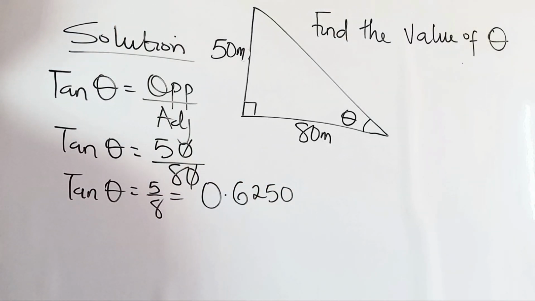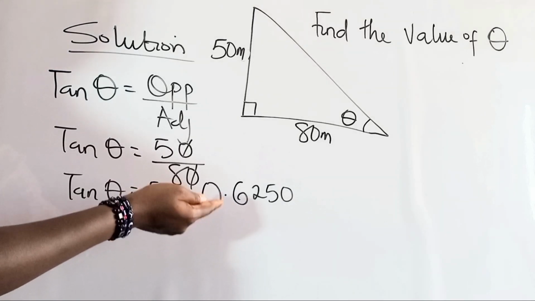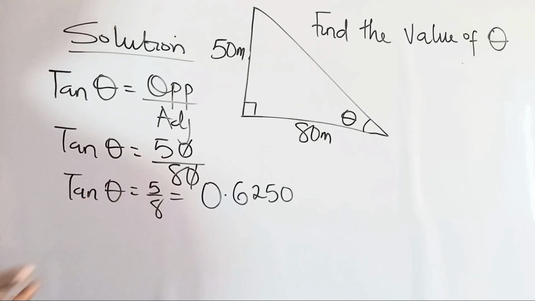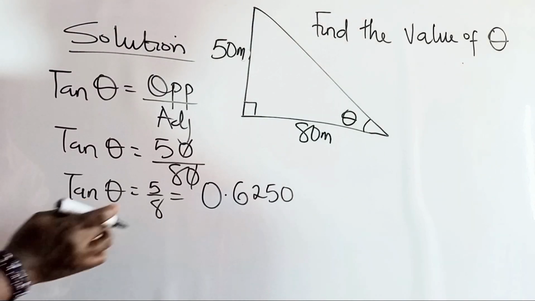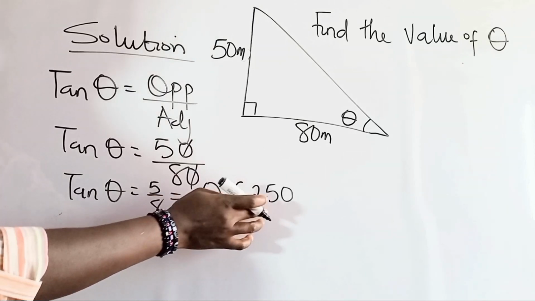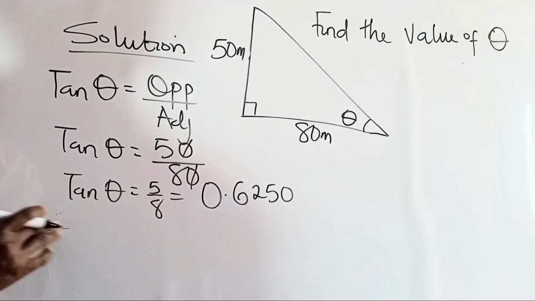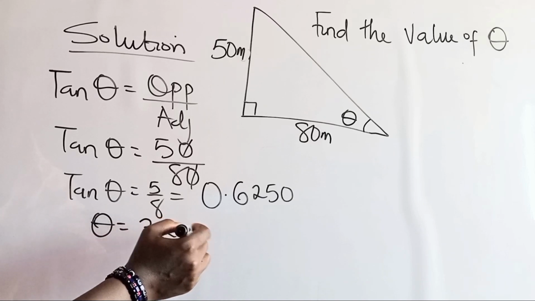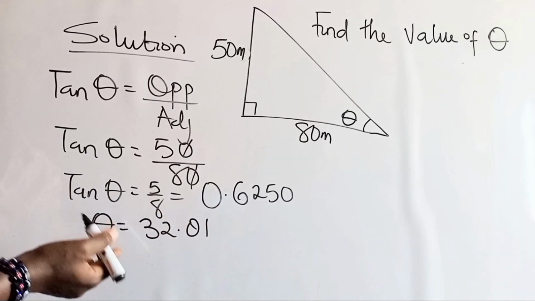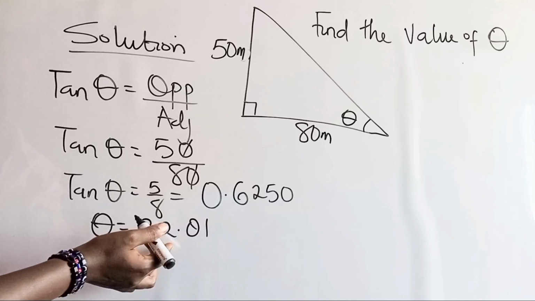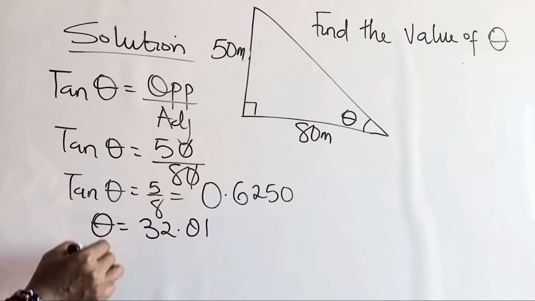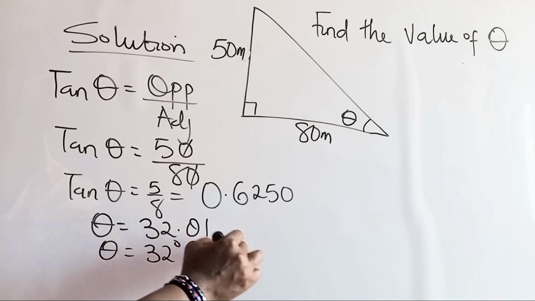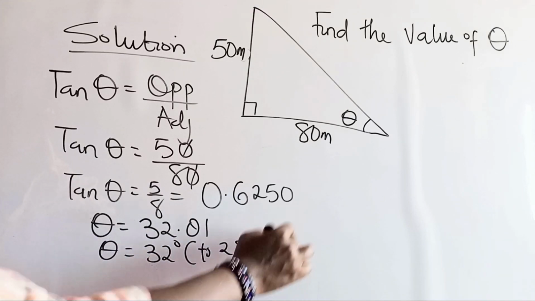The next thing we are going to do is to find the value of 0.625 using our tan angles under the table of values. If we find 0.6250 under the tan angles, theta will be equal to 32.01. If we want it to just be in two significant figures, theta will be equal to 32 degrees to two significant figures.